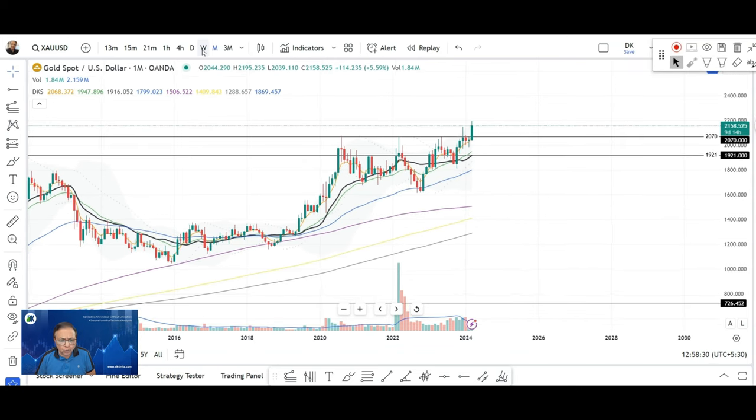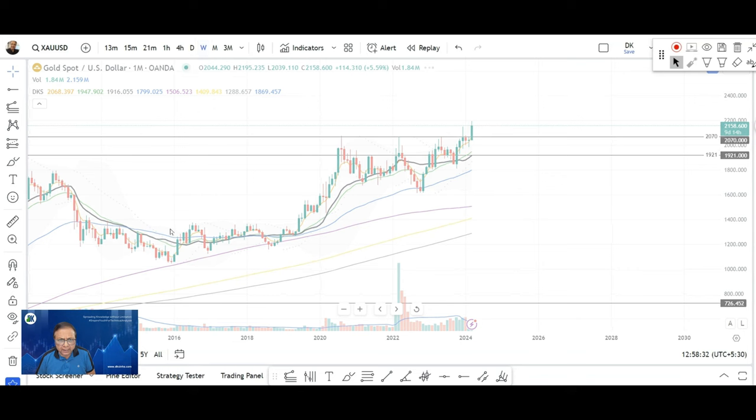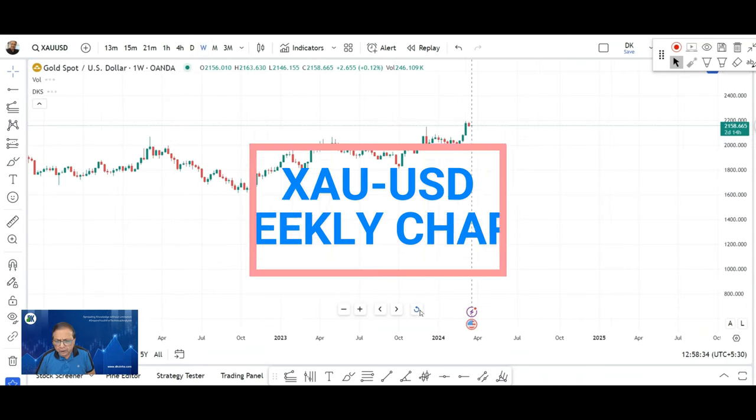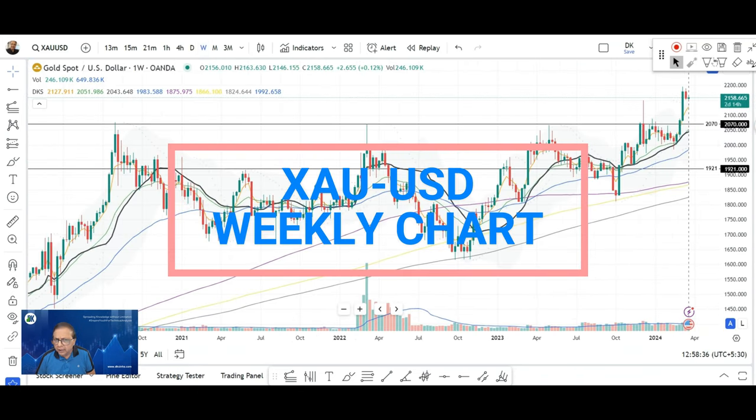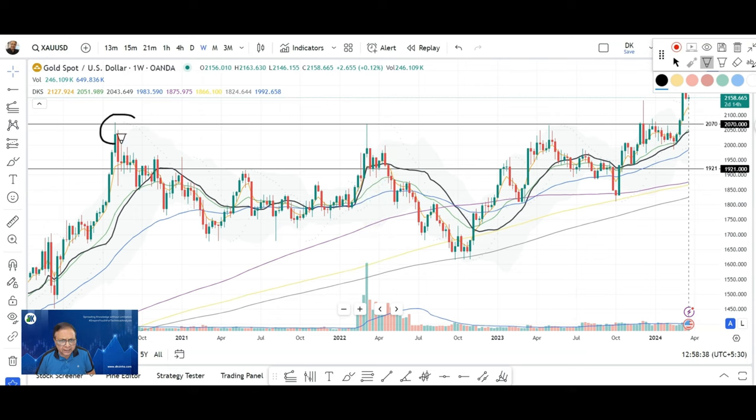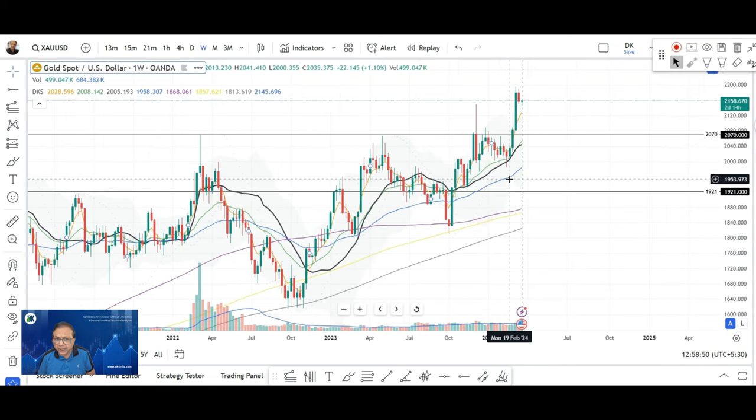Now, let us go to the weekly price chart to understand the price action further. Now, this is the weekly price chart. Here we can prominently see the area of rejection, and the consolidation at the resistance area. And then this breakout has taken place. And this breakout has taken place in the week that commenced on 4th of March.